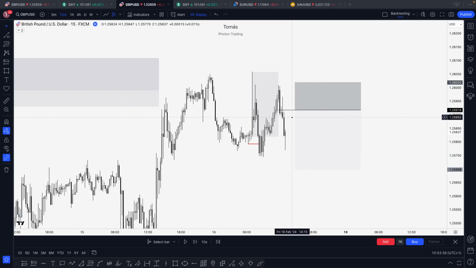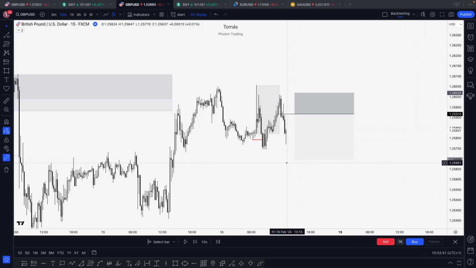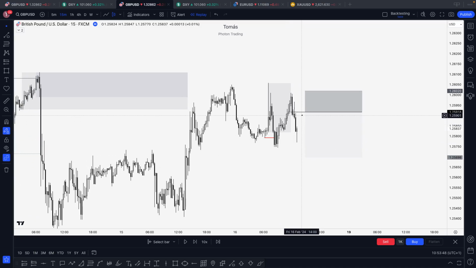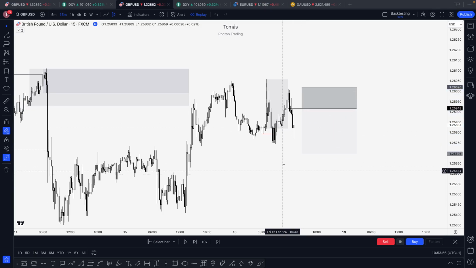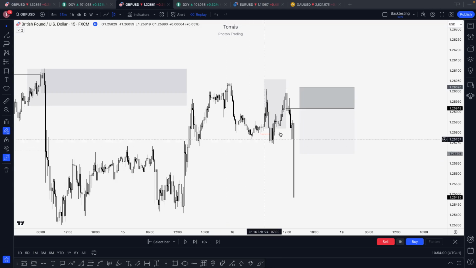But I just want to let you know that as you get more experience, you'll notice that sometimes the POI is so clean that you just won't get involved, but you can adapt a little bit, like just lowering the entry level. So that's something for you to consider, but for this exercise, let's keep it like that. Okay, and price went down.